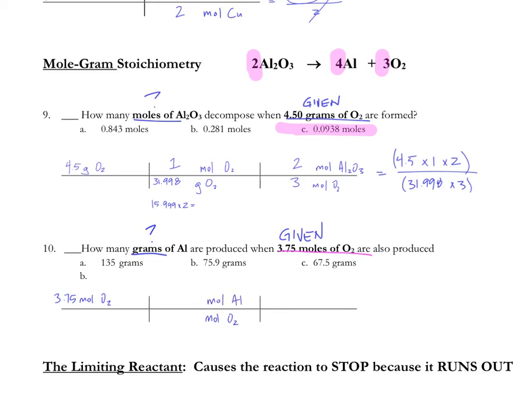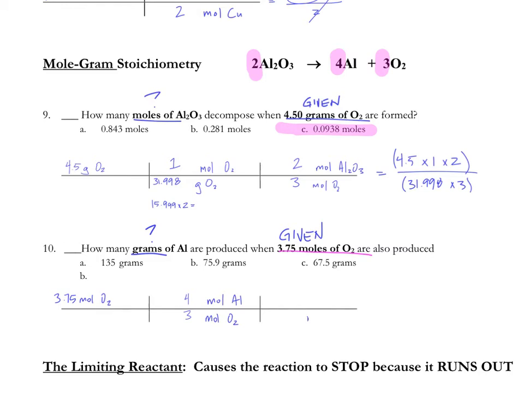Okay, so moles to moles, that's a mole ratio, and I find that in my coefficients. So if I'm comparing oxygen to aluminum, the coefficient for oxygen is 3. The coefficient for aluminum is 4, so the ratio is 3 to 4. So those are the numbers that I write in my T-chart. The coefficient for oxygen was 3, the coefficient for aluminum is 4, and I continue on with my conversion.